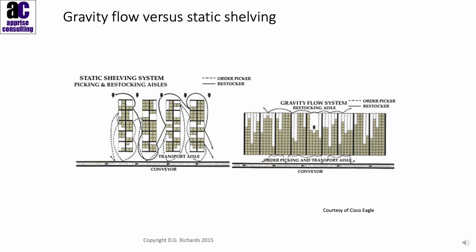And we can see here that the advantage of having flow rack compared to pushback racking, for example, or narrow aisle or very narrow aisle racking, is that we can replenish from one side, pick from the other, and reduce the amount of travel within the warehouse, and also reduce congestion as well.